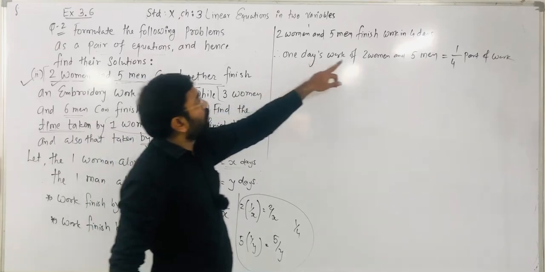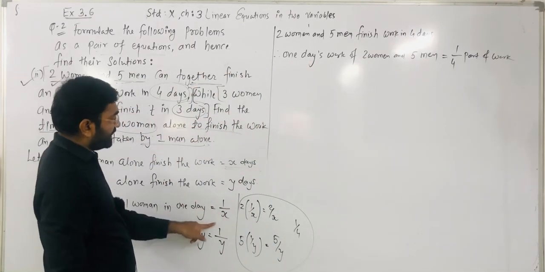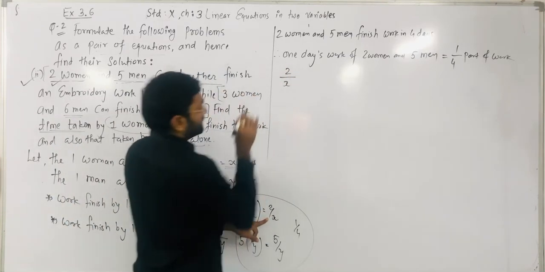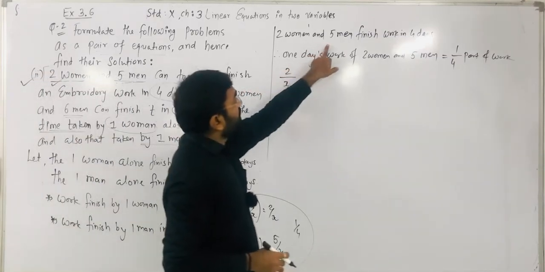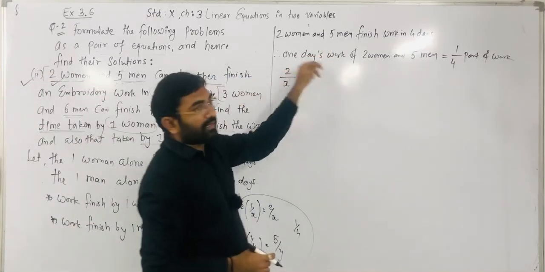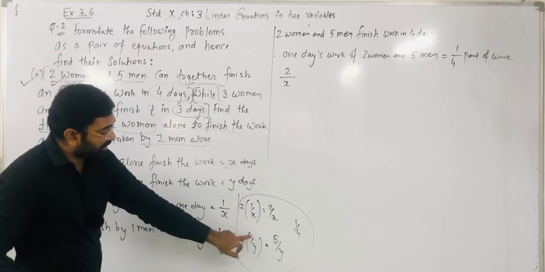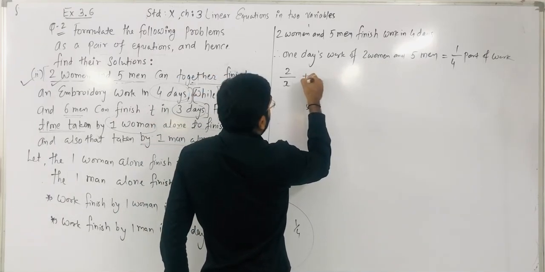So 1 day's 2 women work. 1 day's 1 woman work is 1 by x. As I told you, 2 women's work becomes 2 by x. Okay. Second, 5 men's 1 day work we have to write. So 1 man's 1 day work is 1 by y. So 5 men's 1 day work becomes 5 by y. So that we have to add.